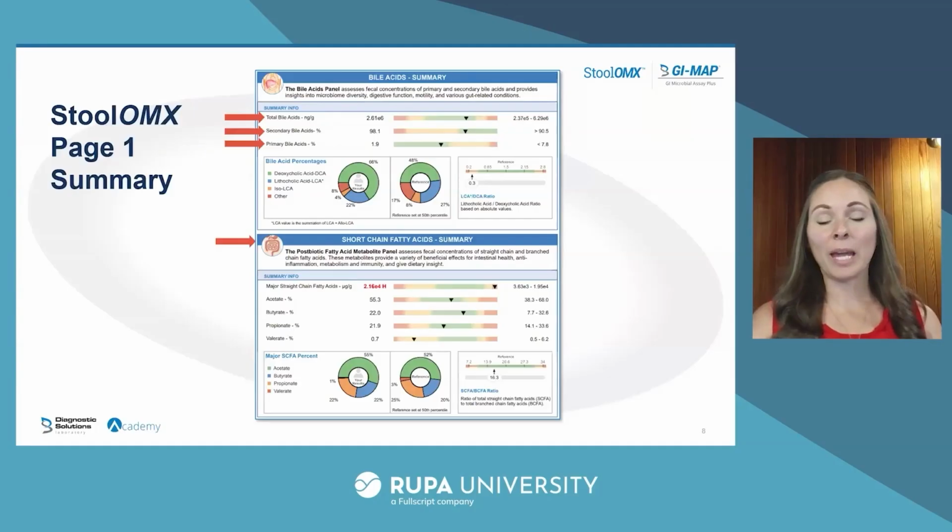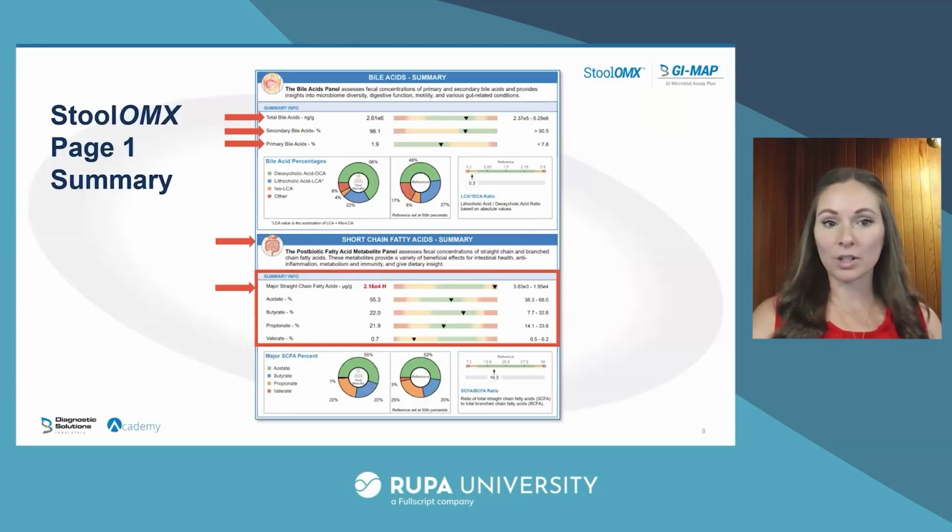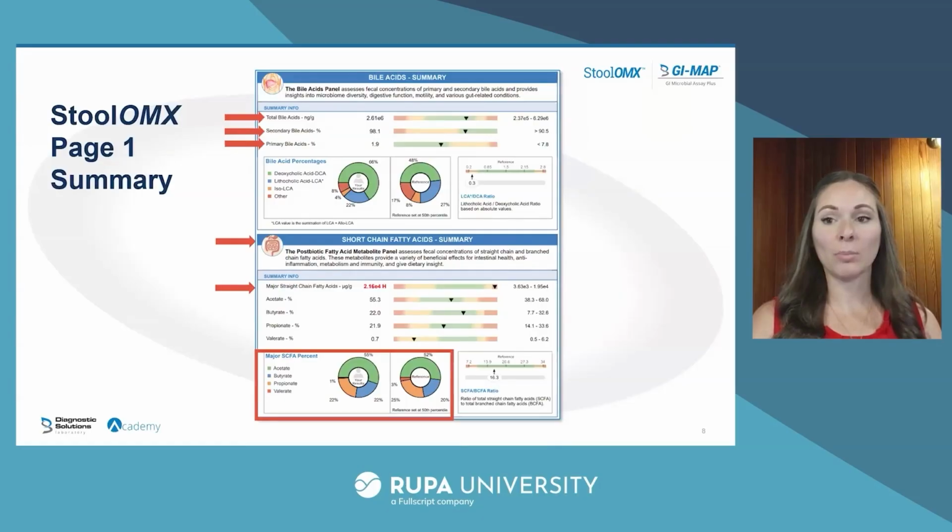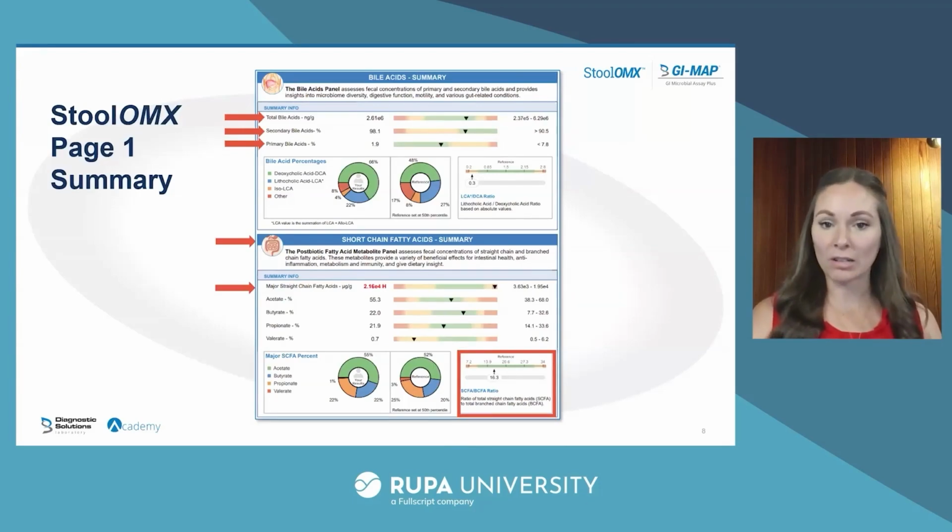And then the second half of the page is these short chain fatty acids. So you get your major straight chains. You get to see the percentages of each of those individual straight chains. And again, your donut chart, so you can compare your patient results to the reference range. And then we have a ratio in the corner here, which is our straight chains to our branch chains. And again, we're going to go over those and what they mean.